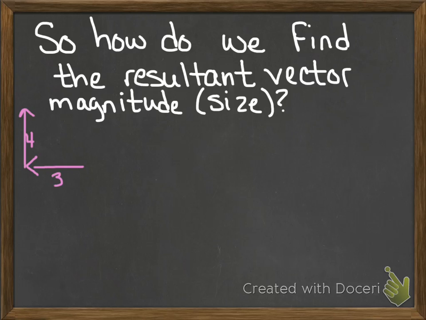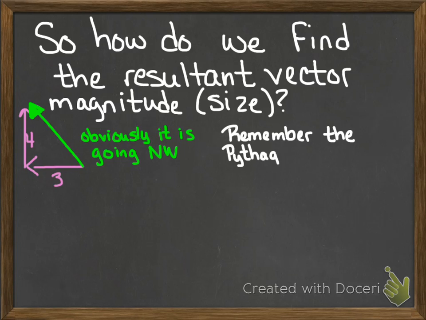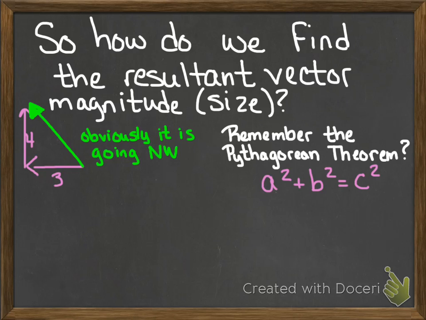Let's look at the question. Same question, 3 meters to the west, 4 meters to the north. Again, I've got my arrow. Obviously, it's going to be going northwest because I went west and then I went north. To find the actual size, you're going to have to remember your Pythagorean theorem from geometry. The Pythagorean theorem says a squared plus b squared equals c squared. And c squared is always the hypotenuse, the longest side of the triangle. It doesn't really matter what a is and what b is. For this case, we're going to make the bottom leg a and the side leg b. c is always the hypotenuse, though.